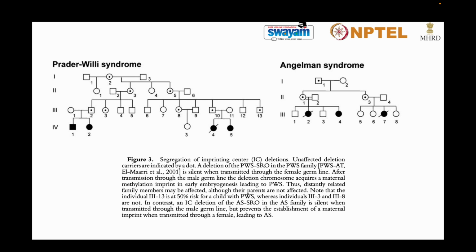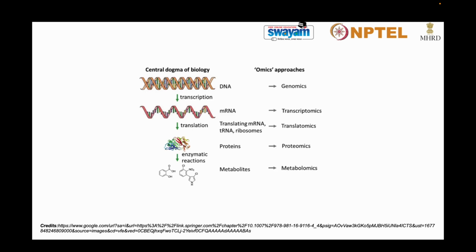So now let's move to the final concept, that is omics. When you say omics, it is nothing but the combined study. When we talk about the central dogma of biology, which we discussed in our first session, what is the central dogma? That is the flow of information from DNA to proteins and further on.